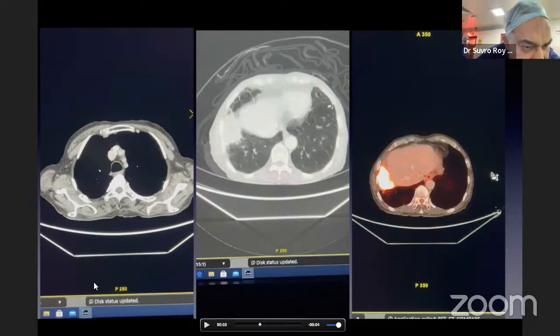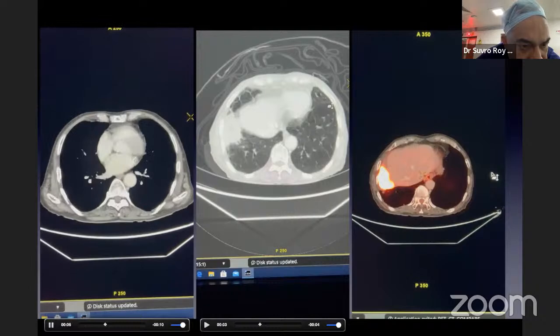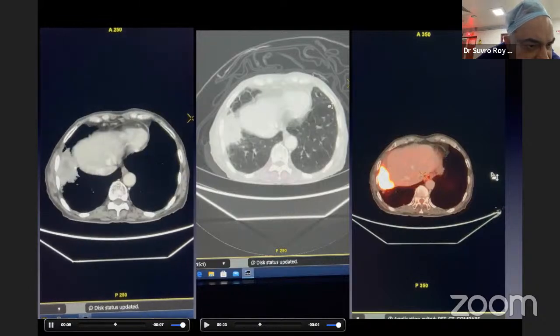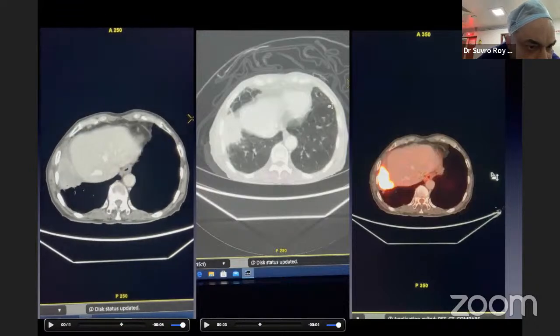Now, if you look at it on the post contrast images, can I convince you? I don't have one second. I'll see if I can get mine.